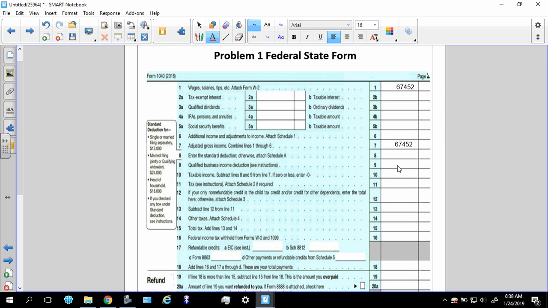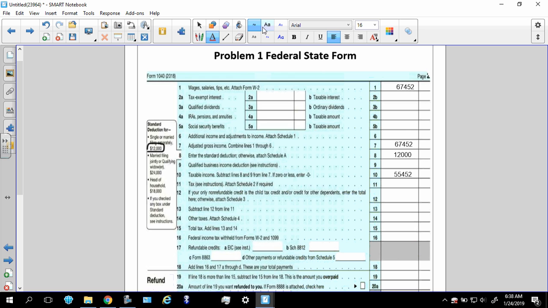Now, line 8, that is the infamous $12,000. Line 8 will always be $12,000. So line 9 is a skip. Line 10, we are subtracting 12,000 from 67,452. So that's 55,452.